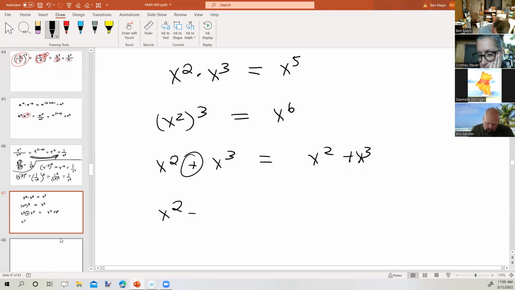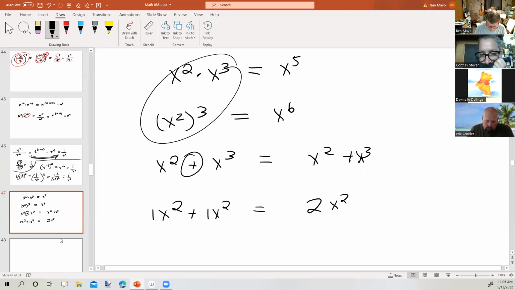What about x squared plus x squared? What would that be? That would be 2x squared, because those are like terms, so we'd add their coefficients. Oh yeah, so we're taking the new rules and then looking at the old rules. Got to keep those straight.